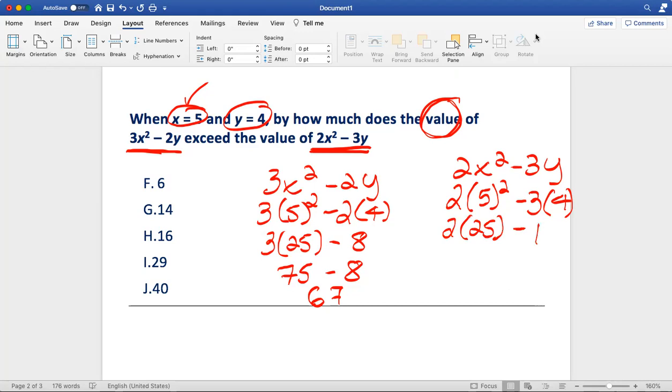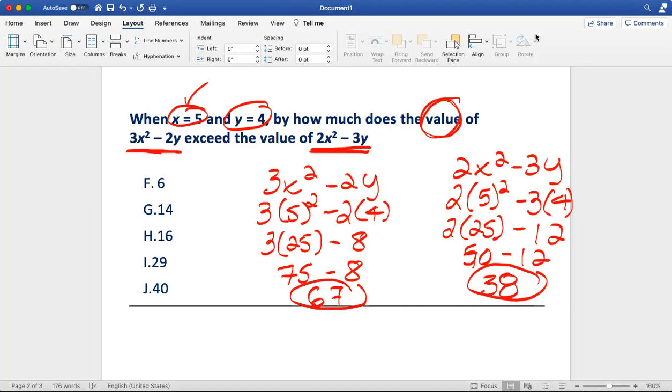3 times 4 is 12 already. 2 times 25 is 50. Shazam. I was trying to write a 7 for some reason. And then 50 minus 12, guys, is going to leave you with 38. So now, guys, you have the value of the first expression, the value of the second expression.